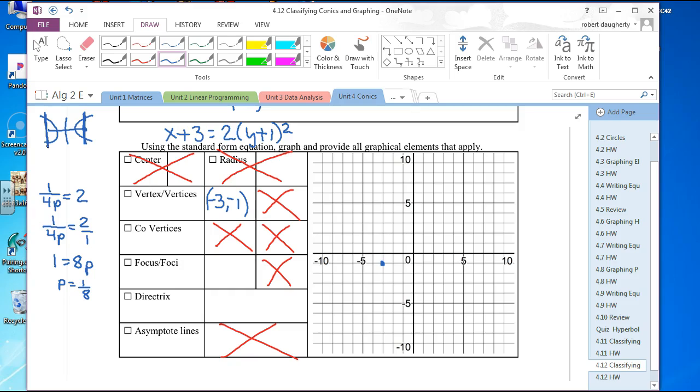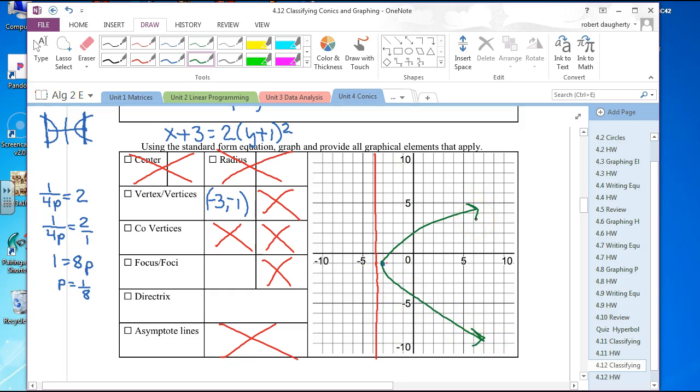How do I know if this opens to the right or to the left? Positive means it goes to the right. So this is going to open to the right. So p is equal to 1/8. So that means something happens on the left and the right of 1/8, right? So if I'm here, don't be afraid of the fraction. If I go to the right 1/8 and I go to the left 1/8, something's going to happen on either side. What happens on the left? That's the directrix, okay? Because it's going to open this way. So that means somewhere right here, that's my directrix. This is my focus. The parabola does this, okay?